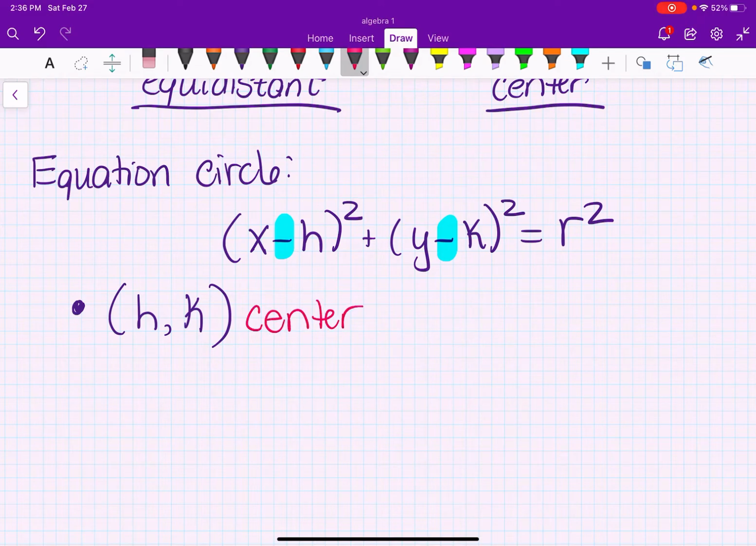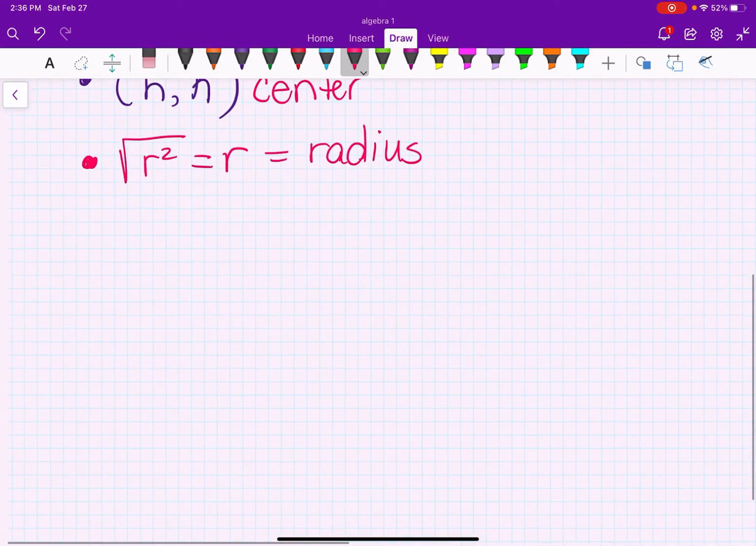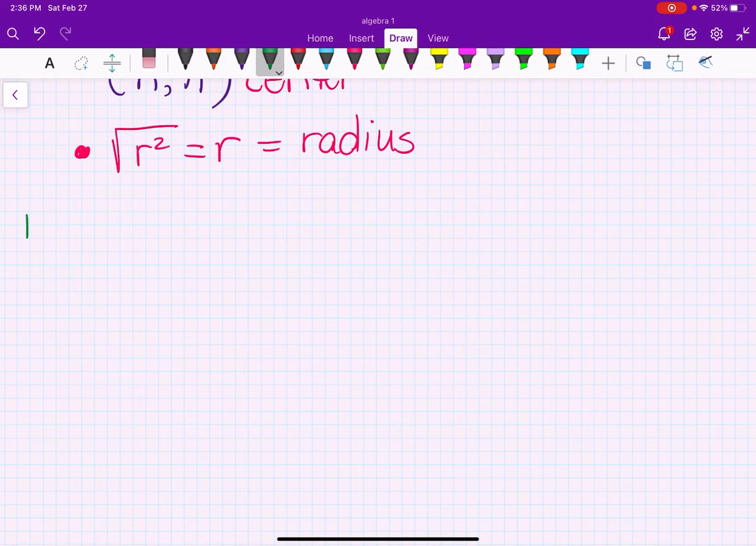And then r, just r, so we have to square root whatever's there. So I can do this: the square root of r squared, which is r, is the radius. Okay? All right, so let's get started on this. Again, I'm trying to make this short and not really, really long. I apologize when it's really long.